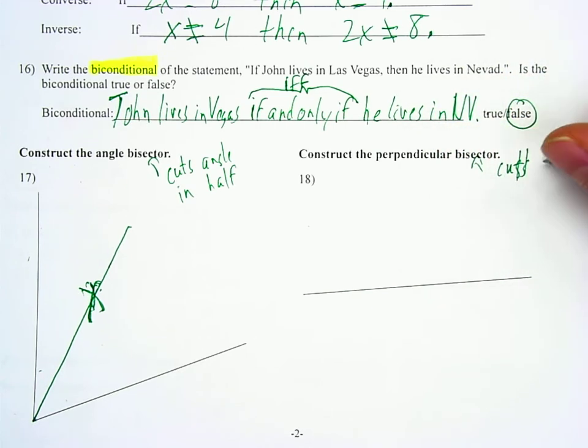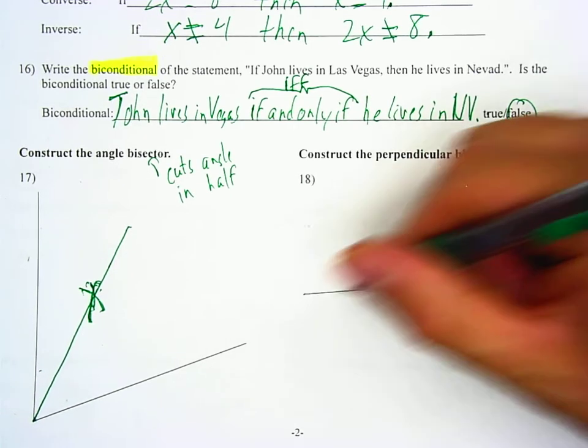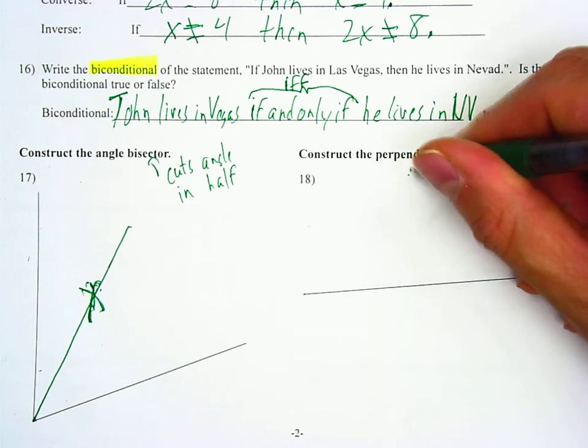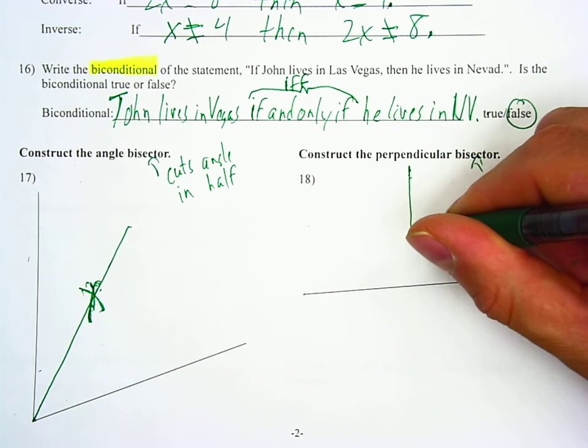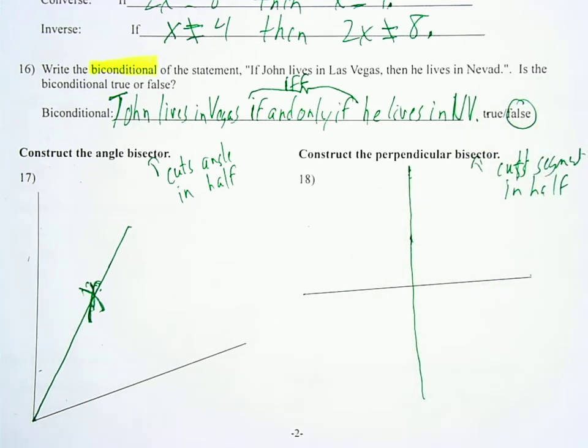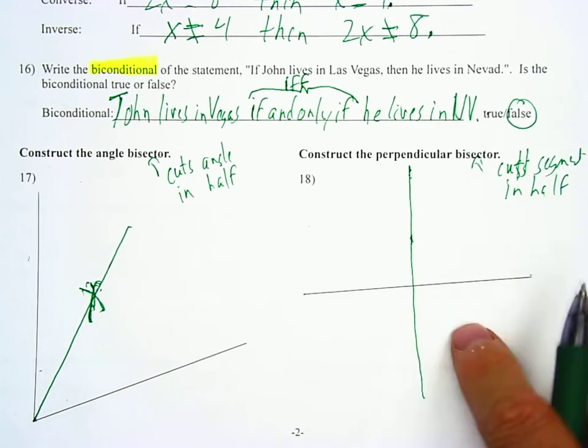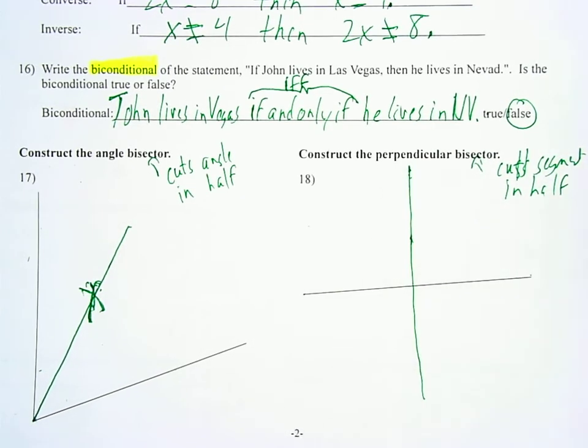Cuts a segment in half. So again, what does this look like? Well, here's my entire segment. Half of it's about right here. And I'm just going to do this freehand. I didn't even use a compass. That segment cuts this segment in half. What did I just draw? A coordinate plane. An XY coordinate plane.